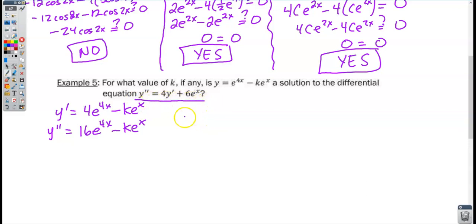We start with y double prime on the left-hand side, 16e to the 4x minus k e to the x, and we want to know, is that equal to 4 times y prime? Oh wait, I can get rid of that question mark. I'm looking for the value of k that makes this true. I'm assuming there's going to be a value of k that makes this true.